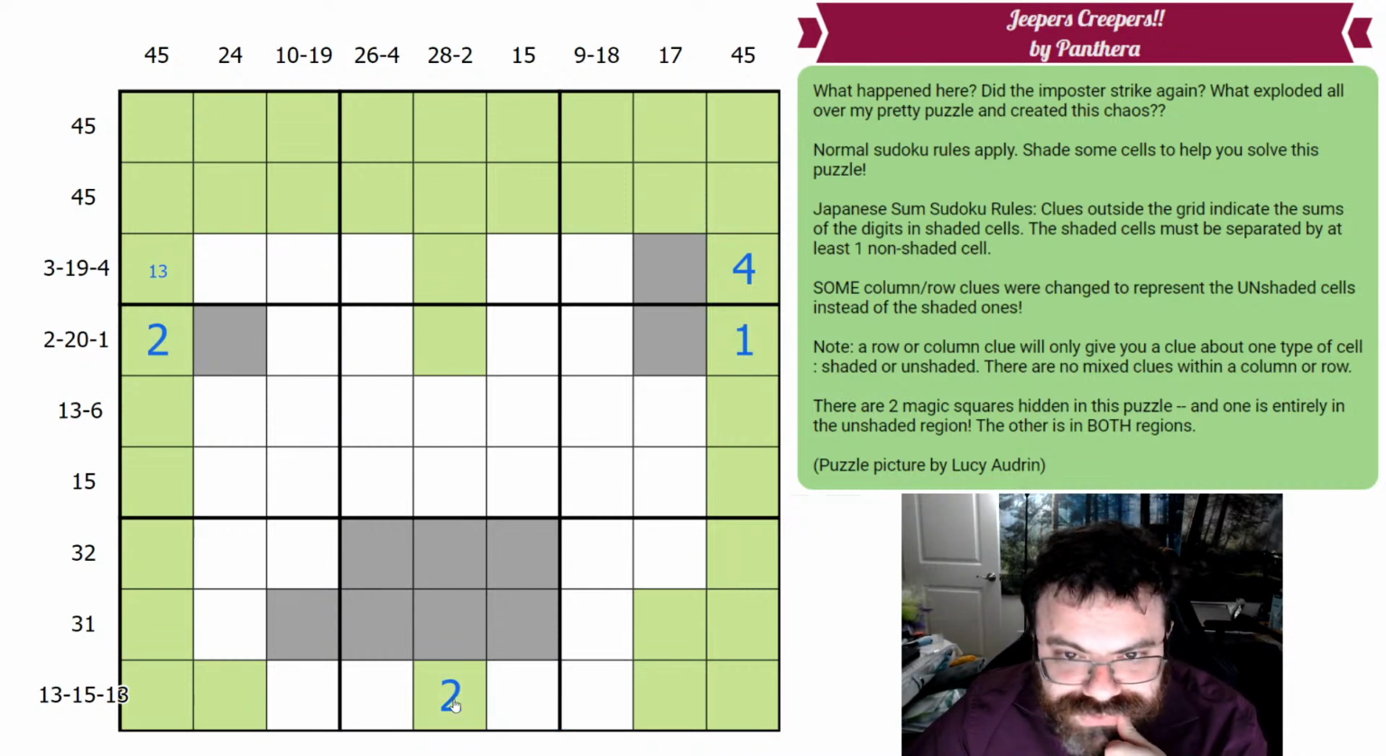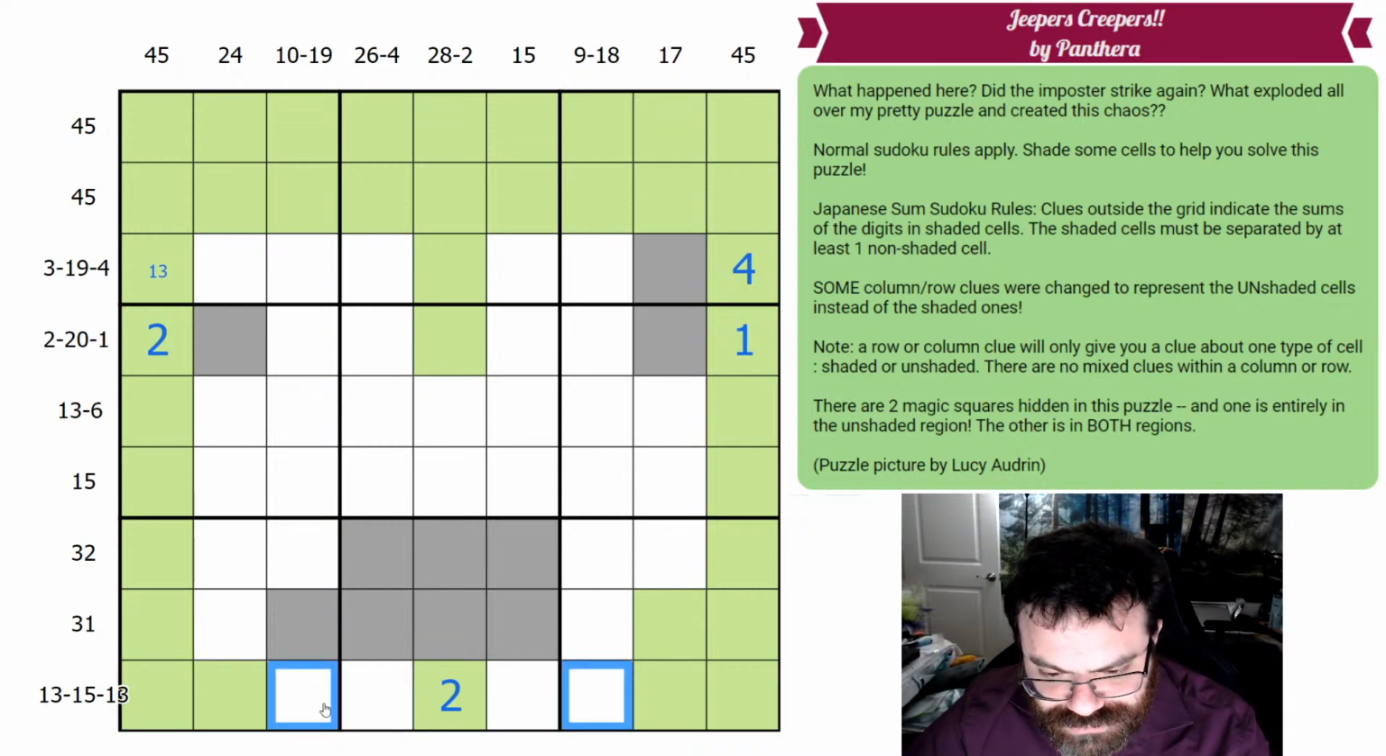Okay, we put a 2 here. So 15 can't be 2 cells anymore. It has to be 3 cells at least. And we're going to need 2 grays. I think that forces it, right? I need 2 grays and 2 greens here.